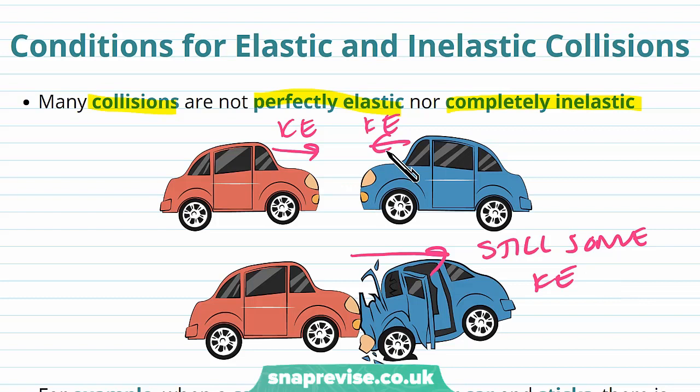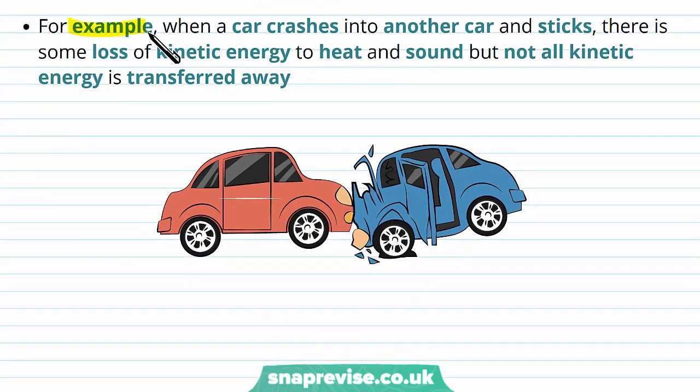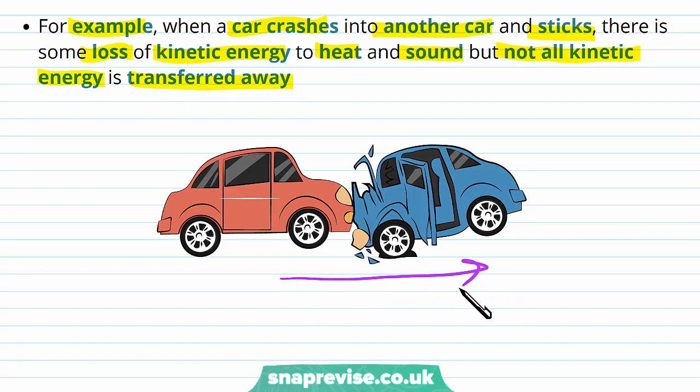So some of the energy must have been transformed into other forms. However, not all of the kinetic energy has been transformed into other forms. For example, when a car crashes into another car and sticks, there is some loss of kinetic energy to heat and sound, but not all kinetic energy is transferred away. So for example, after these two cars collide, they're still moving off with some velocity v. So they still have some kinetic energy.